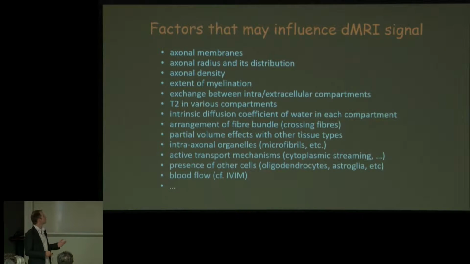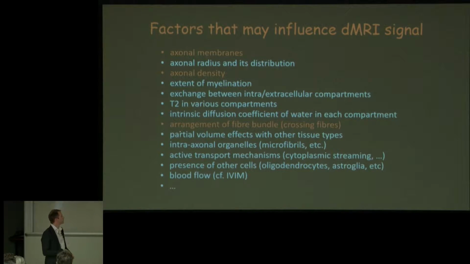And if we look through this list and look at what really makes a big difference, we know axonal membranes are a massive driver for the anisotropy that we measure in vivo. We know the density of the axons is crucial because it gives rise to more signal from that.